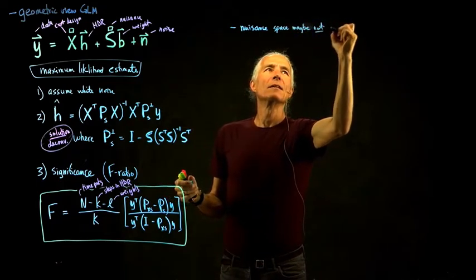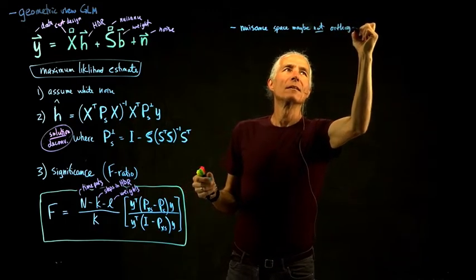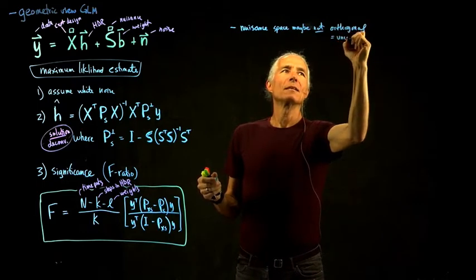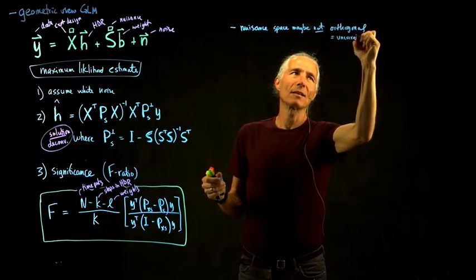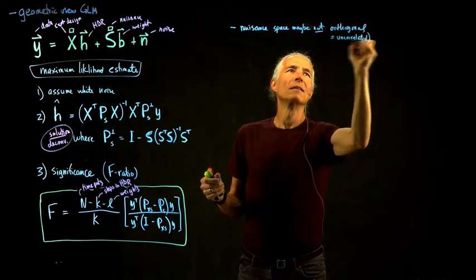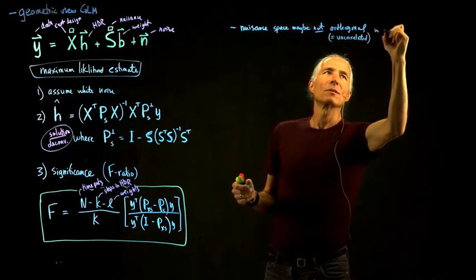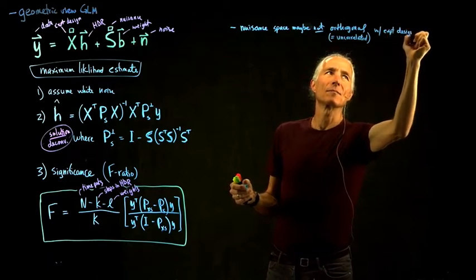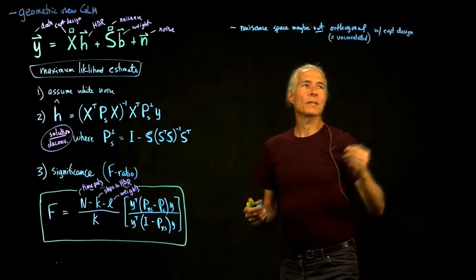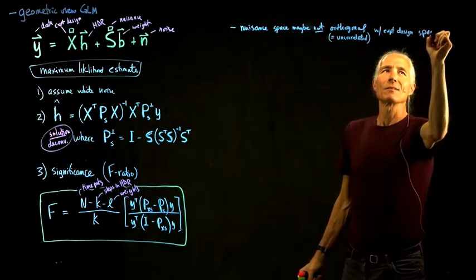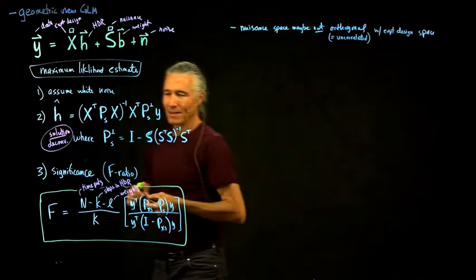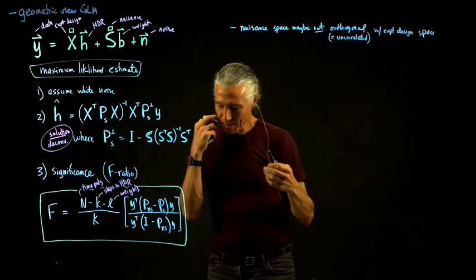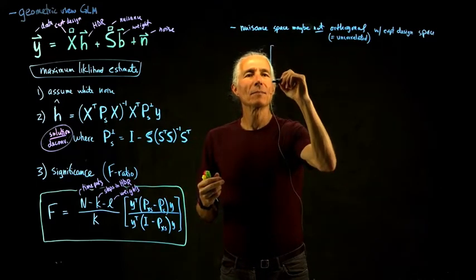not orthogonal, meaning not uncorrelated with the experimental design. I'll give a simple example so you can see geometrically what this is. So how can spaces be orthogonal or not orthogonal? Remember, the way we're thinking of this is, here's our X matrix.